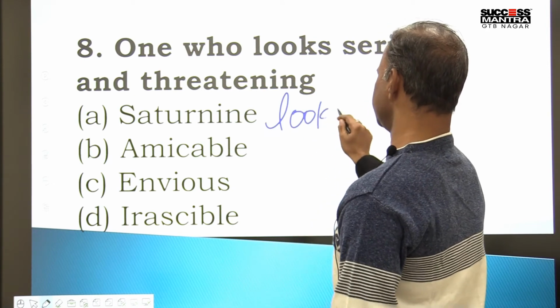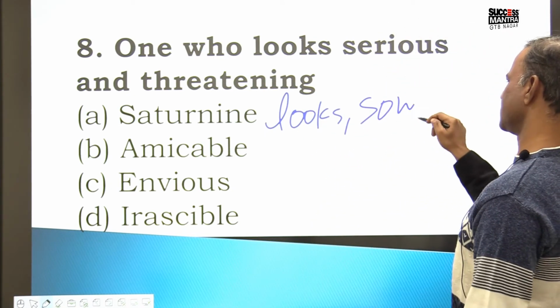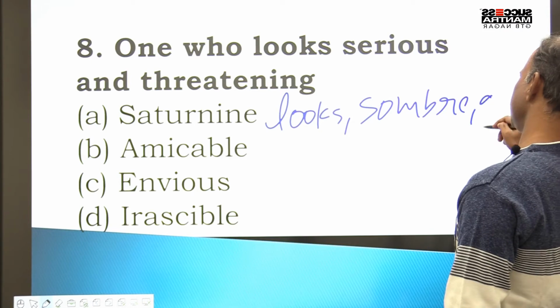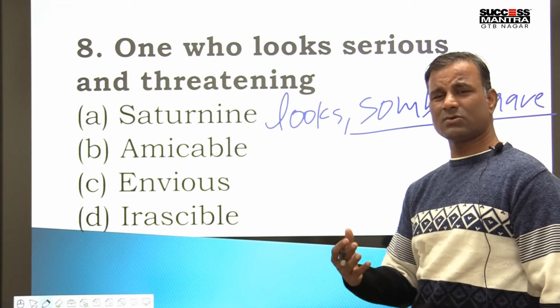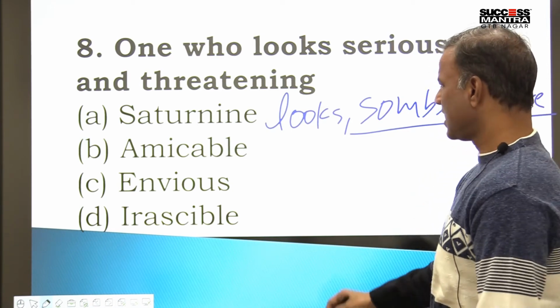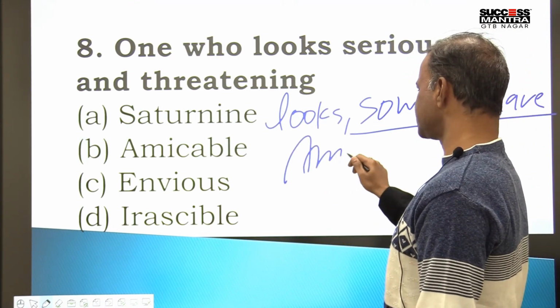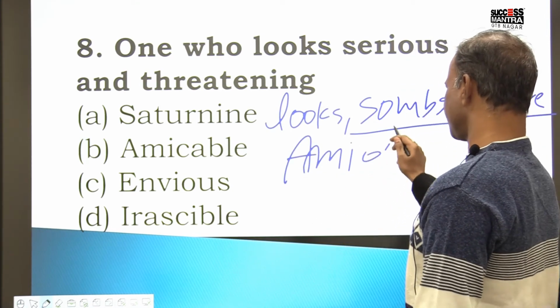Saturnine looks होता है guys, sometimes the somber, grave, थोड़ा सा aggressive look भी कई बार होता है, थोड़ा gloomy भी कई बार बोल देते हैं. And what do you call AMI guys? AMI is always used for friend.